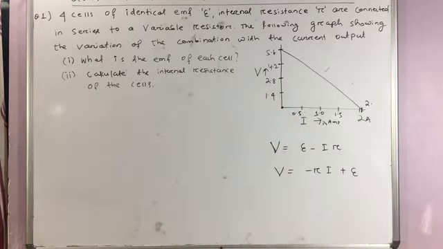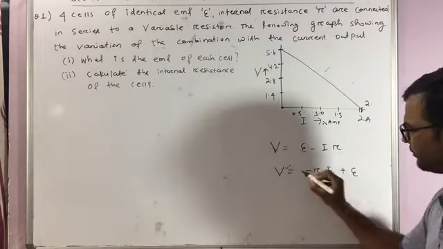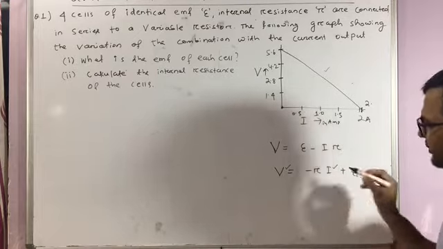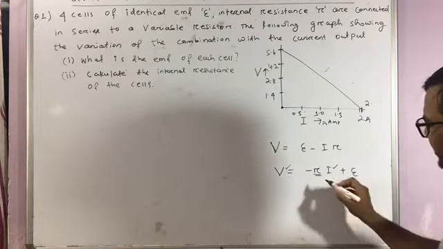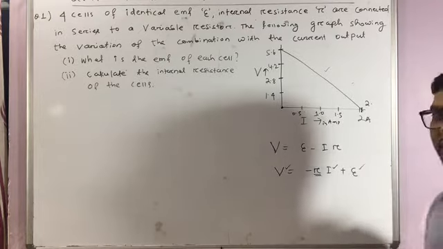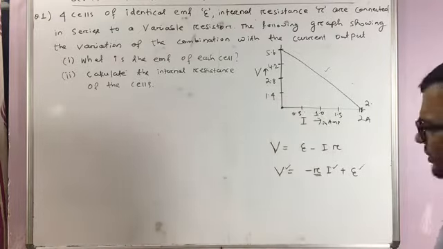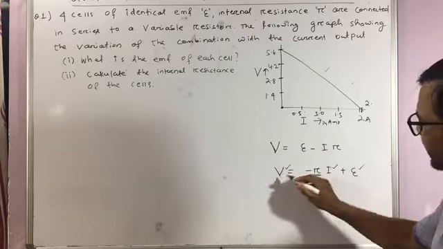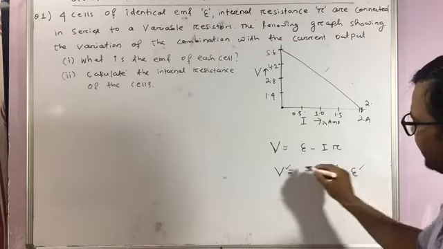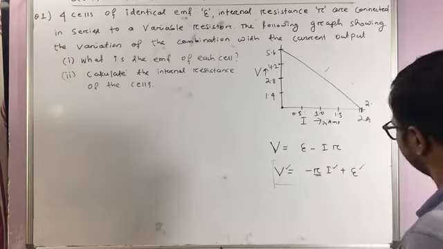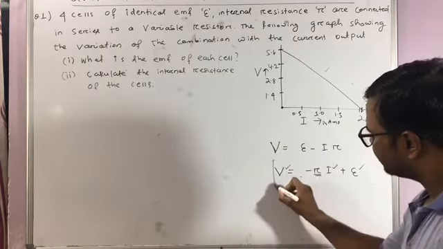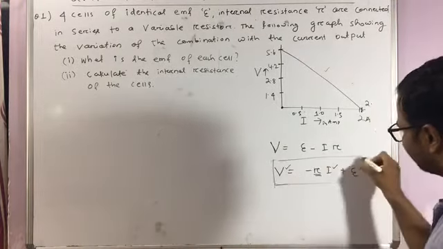Try to understand this. If you plot a graph between V and I, the graph will be a straight line whose slope will give you the internal resistance and the y-intercept will give you the EMF. Got the point? The V versus I graph is a straight line. If you see this equation, already I have discussed it in your previous classes.